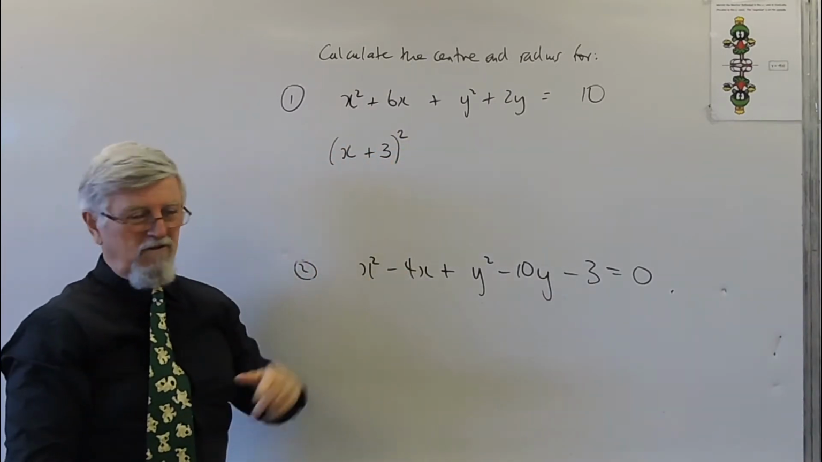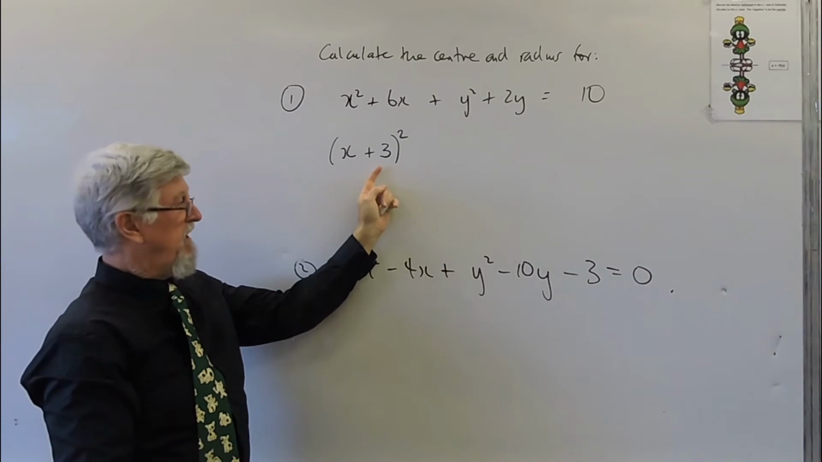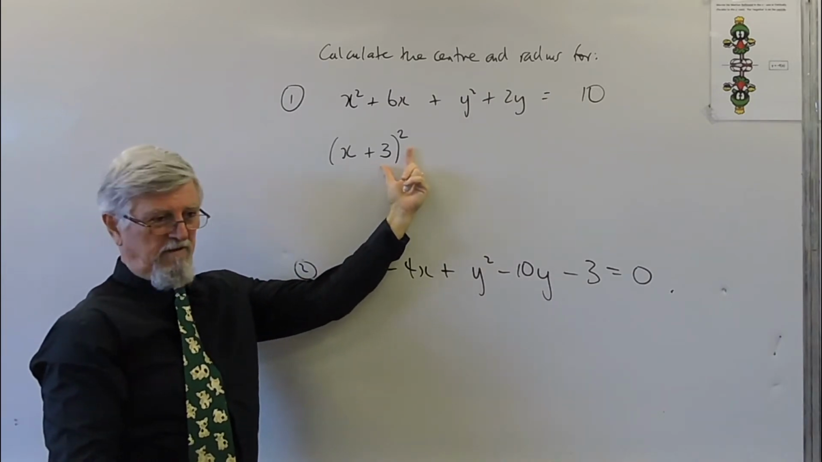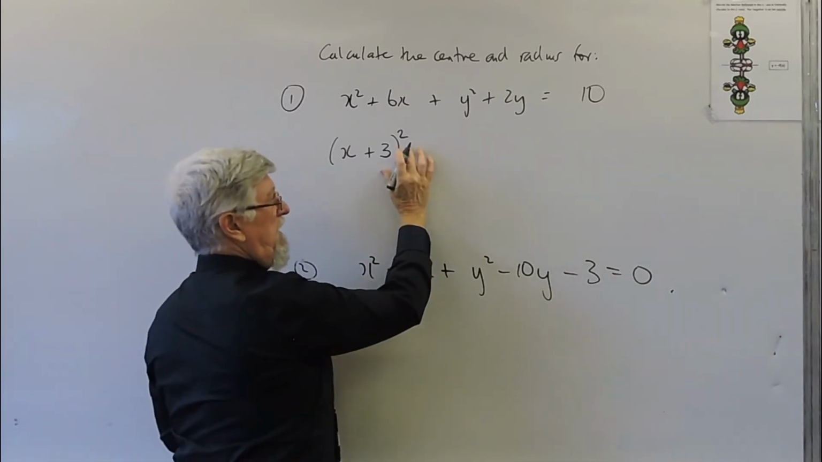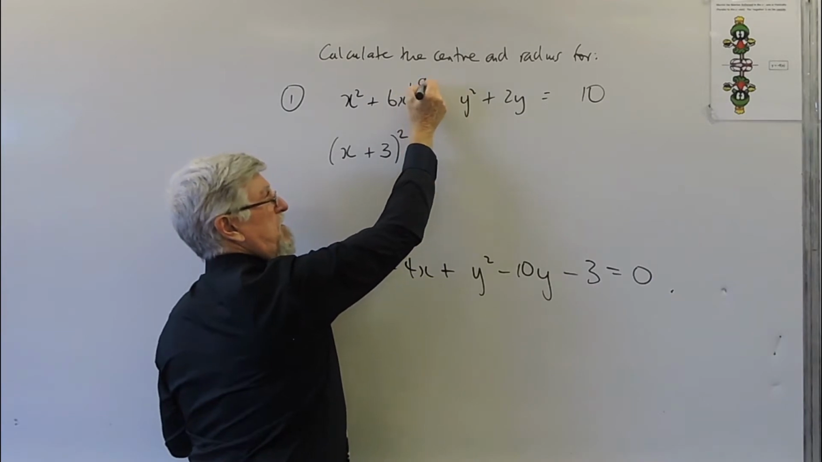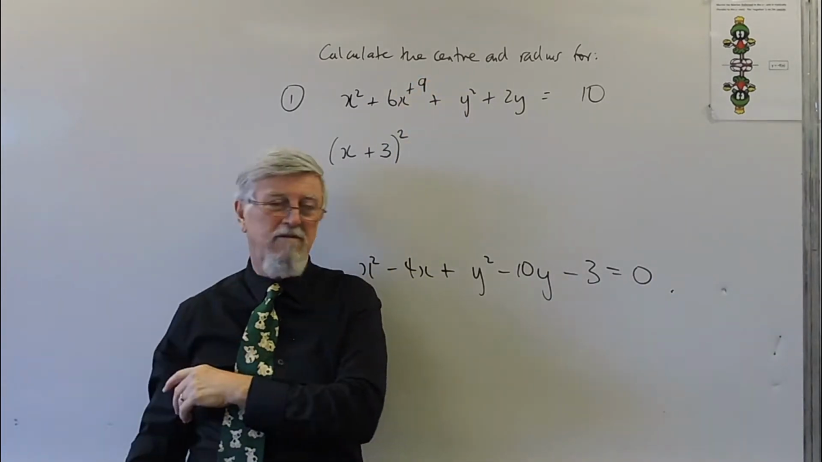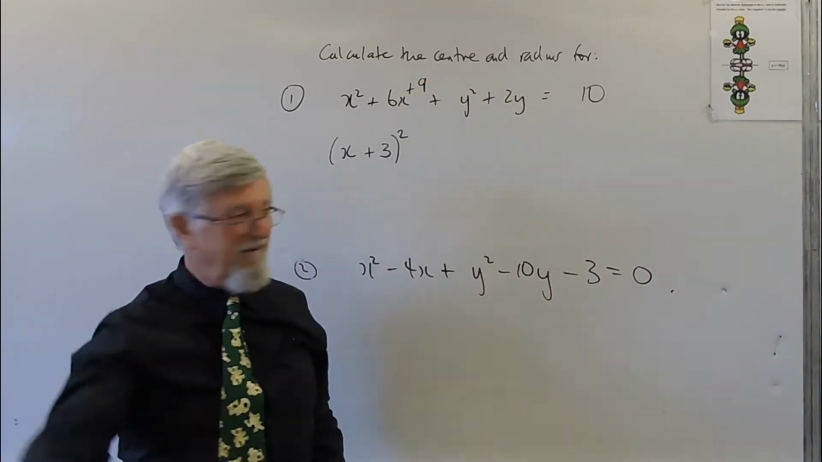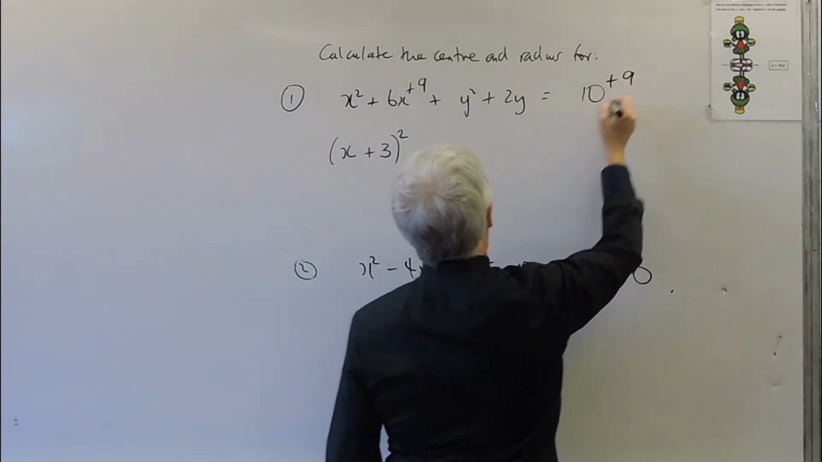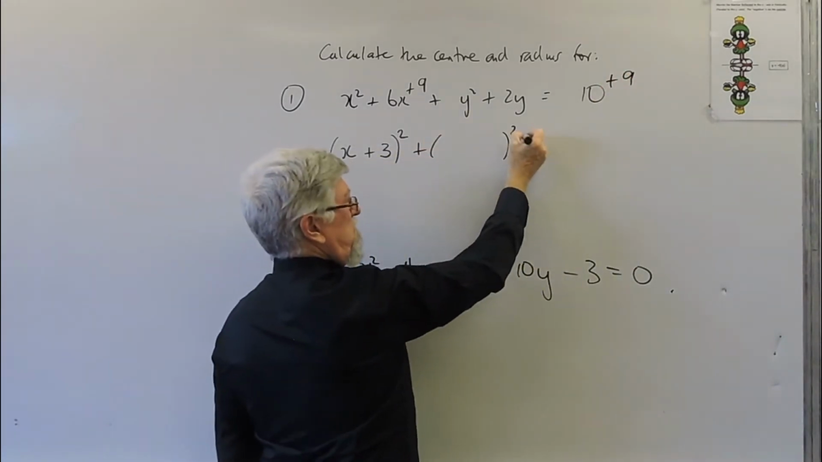But what have I done to the equation when I do a plus 3 there? This is a 3 squared. So I've got an extra 9 here, which means I've got an extra 9 there. And if I put an extra 9 on the left hand side, I've got to put an extra 9 on the right hand side.